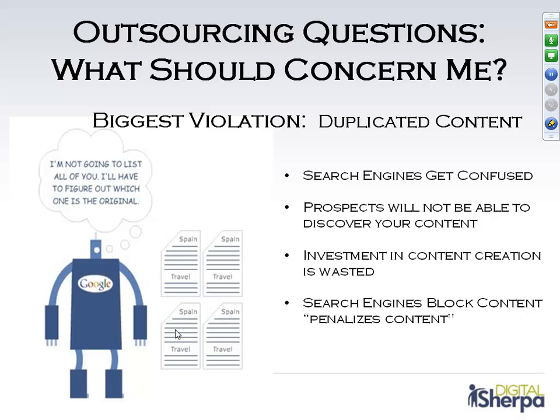When Google sees a story posted on several people's websites or blogs, and it's the same story, it's going to try to figure out where it originated from. It's going to serve that one up, and it's going to block everyone else. So it actually will have the opposite effect of what you're trying to accomplish, because search engines get confused, and prospects will not be able to discover your content very easily. The investment in content creation is wasted when that happens, and search engines again can potentially block that content.